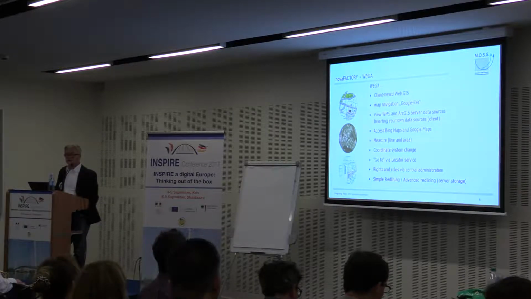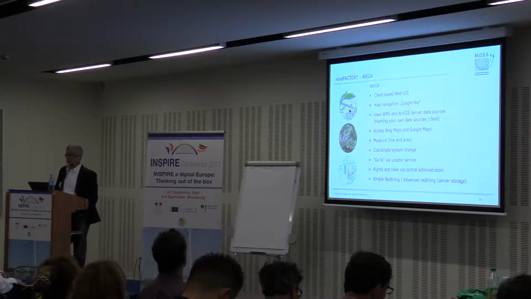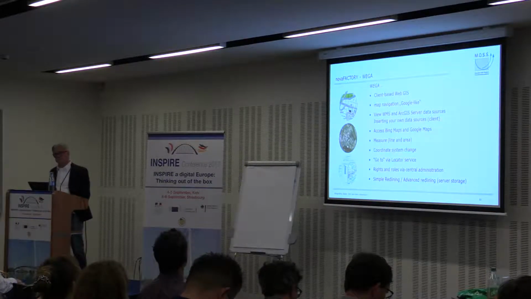You can measure lines and areas. You can change your coordinate system. You have a go-to-locator service, and you can administrate rights and roles via a central administrator client. You have simple redlining and advanced redlining, which means that you can store it in a database.